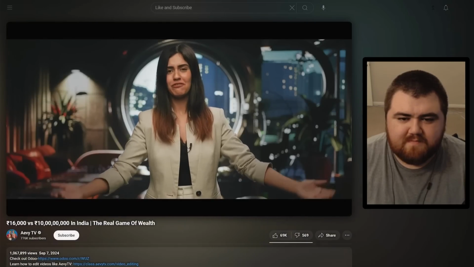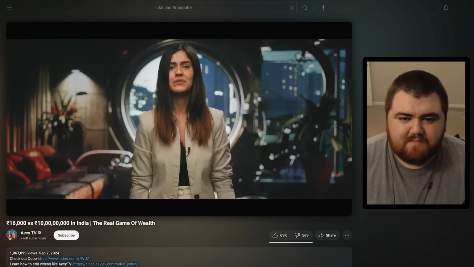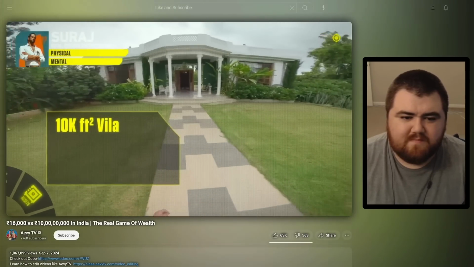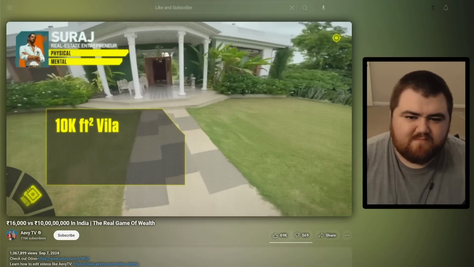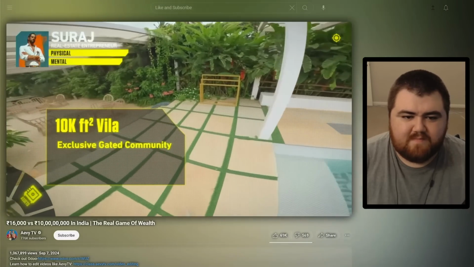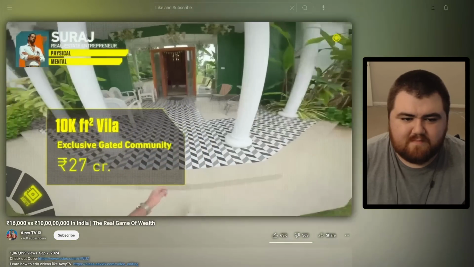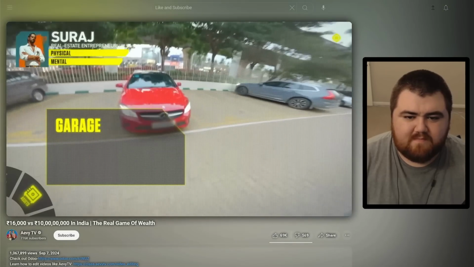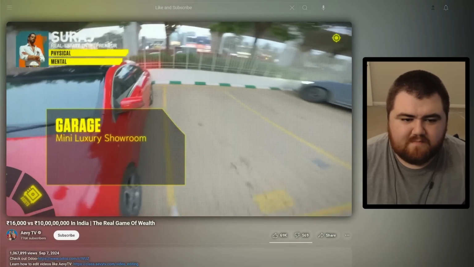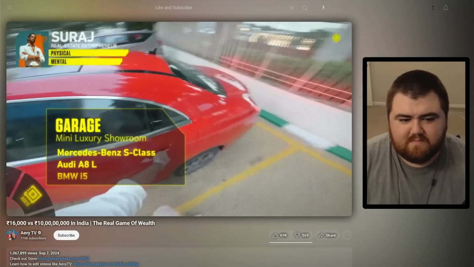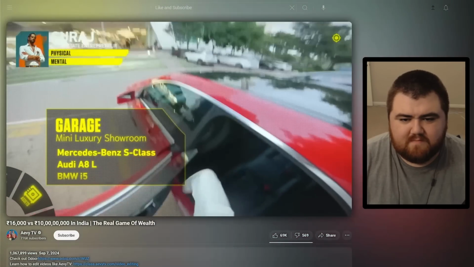Now let's talk about the fun stuff. Let's talk about your lifestyle. You live in a 10,000 square feet villa in Bangalore's most exclusive gated community. Price tag about 27 crores. Your garage is literally like a mini luxury showroom. You've got Mercedes, Audi, and you make these purchases for fun, not to actually drive them.